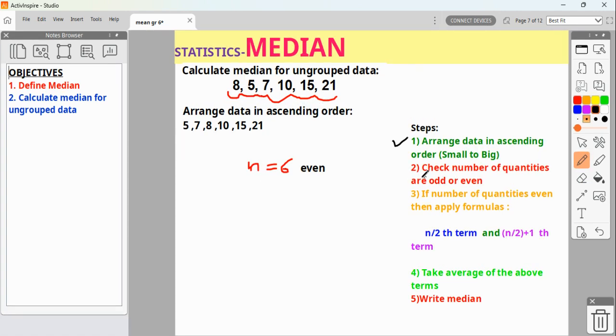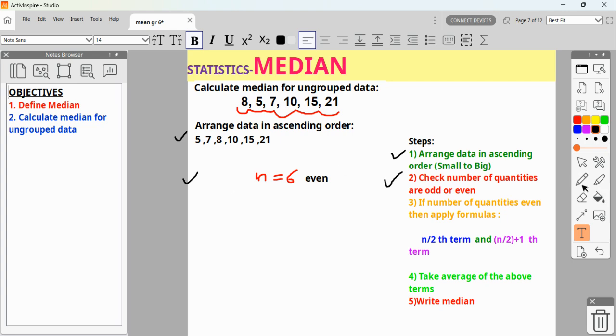Step number two, check whether the number of quantities is odd or even. So I have already done step 1, and step 2 also I have done. I have counted: there are a total of 6 quantities and 6 is an even number. If the number of quantities is even, then we have to apply different formulas. We will apply two formulas. The first one is n by 2th term. N by 2 means n divided by 2th term. So this is the first formula that we will apply.